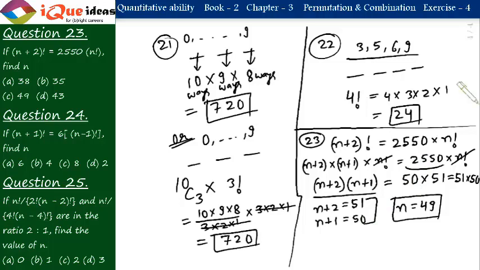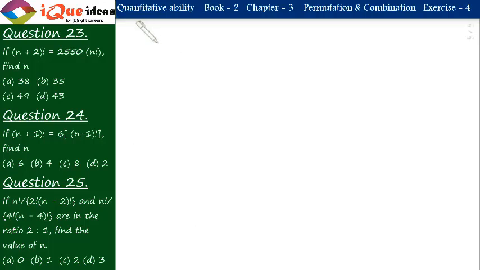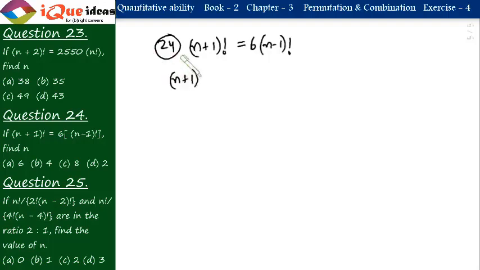Now let's take the next question, question number 24. It says n plus 1 factorial is equal to 6 into n minus 1 factorial. Same process, n plus 1 factorial, if you open it, it will be n plus 1 into the next number, that is n, into n minus 1 factorial, that is equal to 6 times n minus 1 factorial. So n minus 1 factorial gets cancelled. So we have n plus 1 into n is equal to 6.